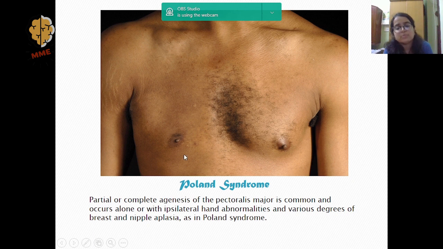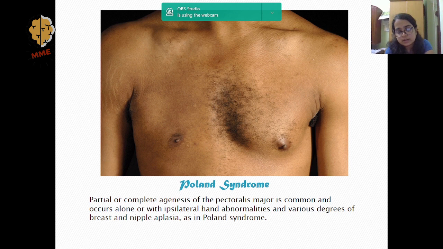So I was talking about this congenital anomaly of pectoralis major muscle. This is Poland syndrome. It's a very rare syndrome where we see partial or complete agenesis. Agenesis means there is a developmental anomaly. During embryogenesis, there is basically some problem in the formation or development of this pectoralis major muscle.